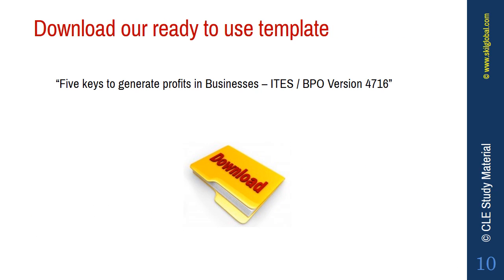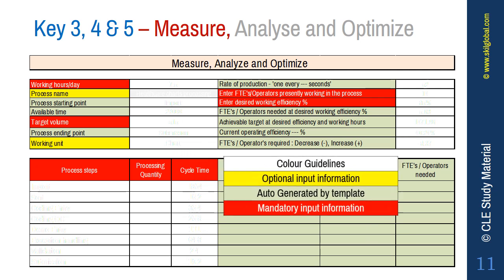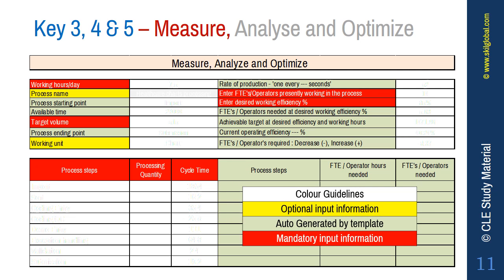You must first download our ready-to-use template: 5 keys to generate profits in businesses, ITS, BPO. In our ready-to-use template, there are 3 types of data fields. Optional input information, indicated by yellow color. Auto-generated information by the template, indicated by light green color. Mandatory information. Without this information, the tool will not be able to do calculations. So ensure you follow these instructions throughout.